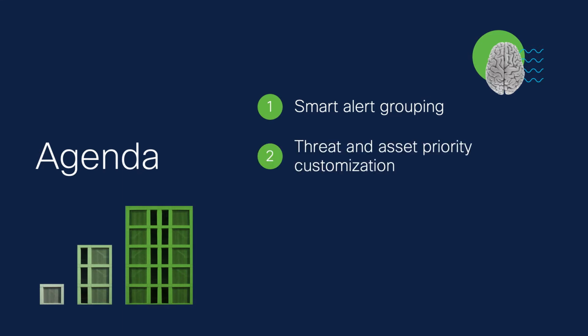Then, I'm going to show you how you can change the priority of the threats that have been seen in your environment and also all the asset groups. And also I want to cover how you can take advantage of all the rich context that we have about every detection. Which assets are involved, how it was detected, and all the information that we have about that threat.